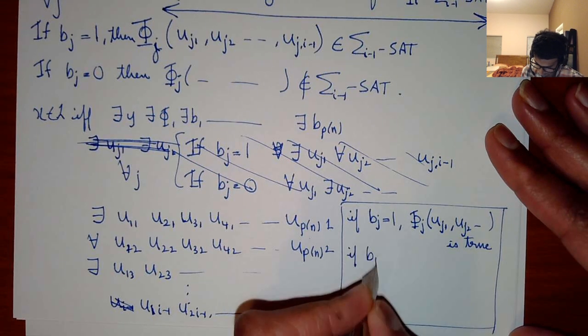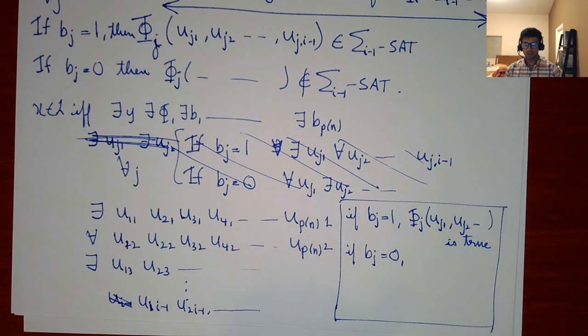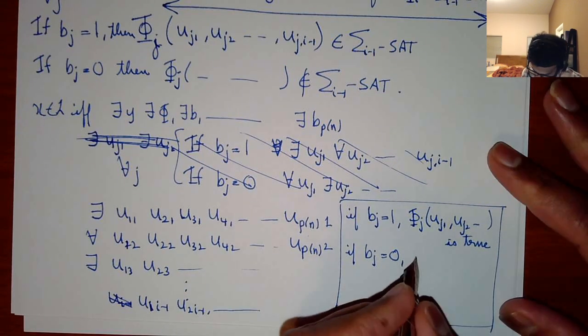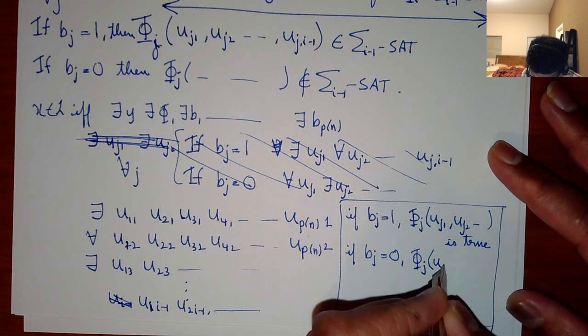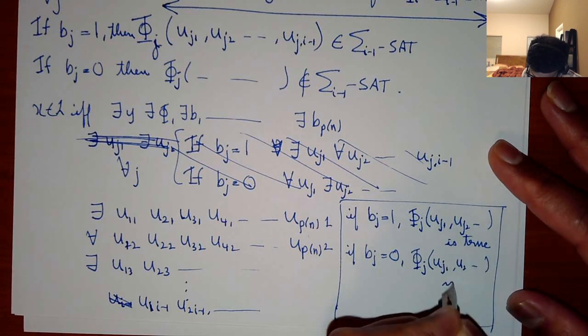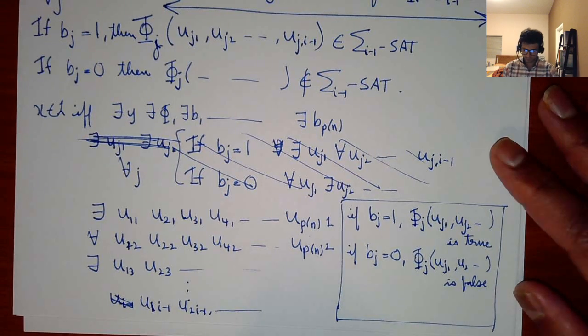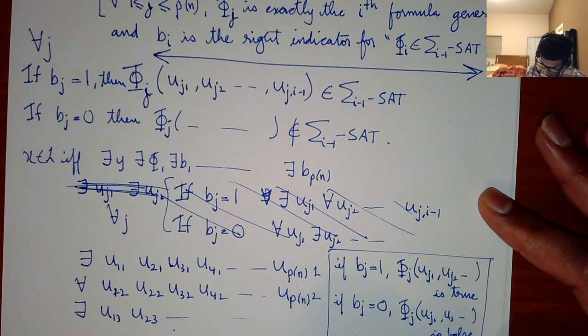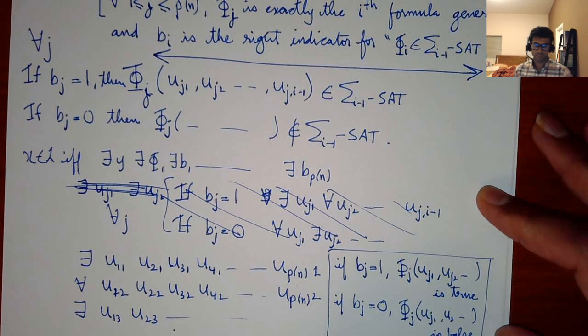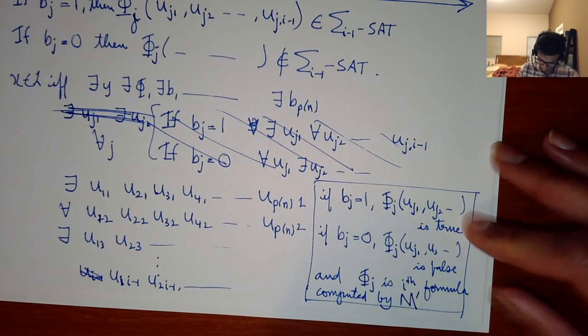And if b of j is 0, then I do phi of j of uj1, uj2, and so on and so forth is false, and phi of j is the ith formula computed by n, by m prime, this machine.